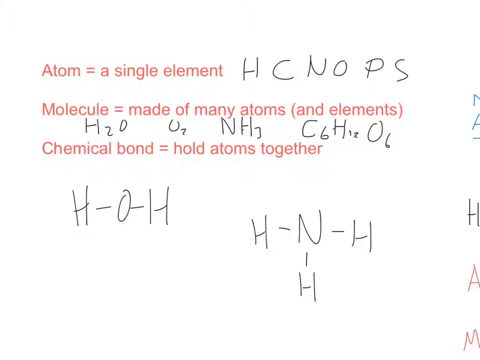Okay, we use these little symbols, these little lines, sometimes just to indicate the bond that exists between, for example, the oxygen and the hydrogen atom, and the hydrogen and the nitrogen atom.